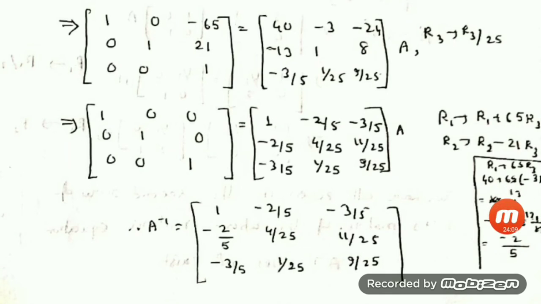5 5 cancel, 13 will be left. 13 3s are minus 39. 40 minus 39 is equal to 1.